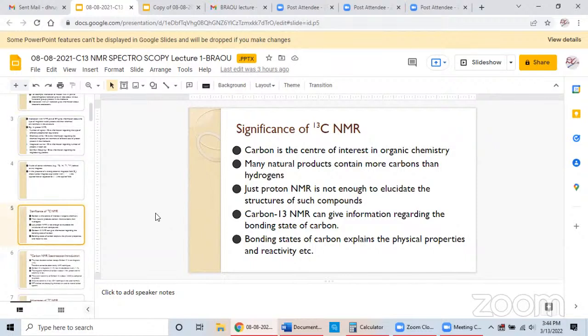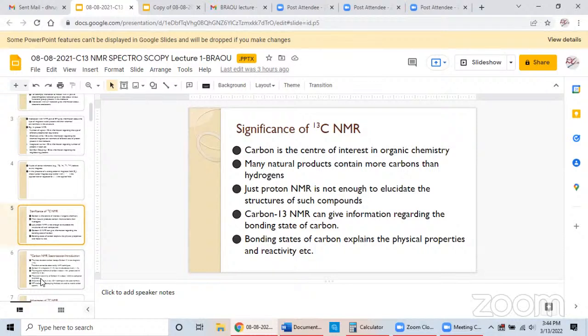Okay, and carbon 13 NMR will give you information regarding the bonding states, that is, hybridized states also. Whether single bonds are there, doubly bonded carbons are there, or triply bonded carbons are there, whether you have aromatic carbons, whether you have aldehyde carbons, like that, you will be able to know. So that is the significance. You get more information than proton NMR.